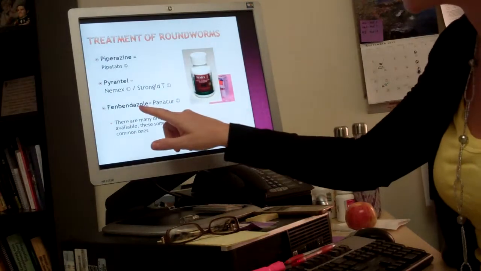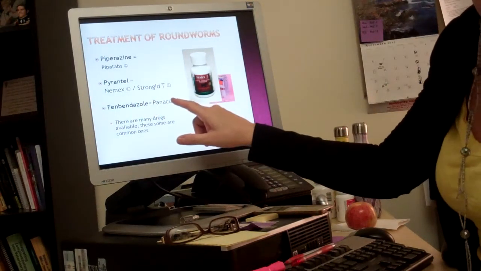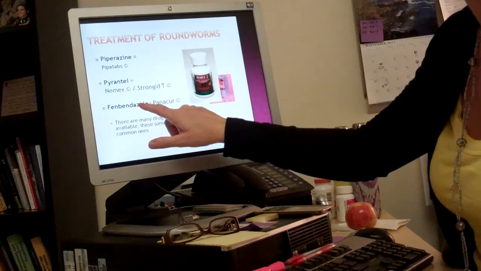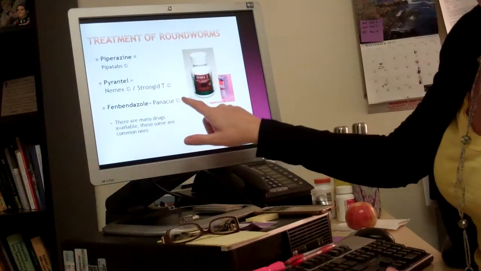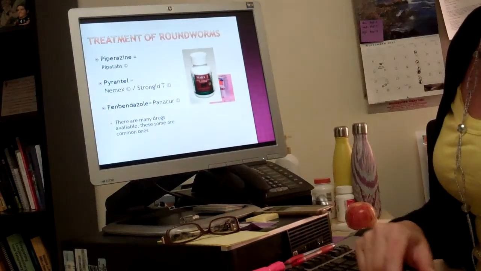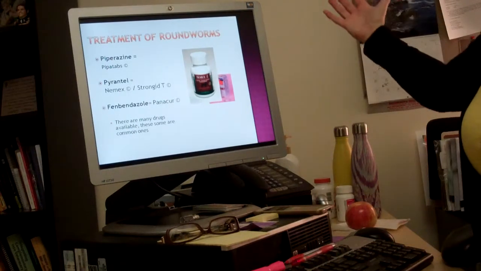We're going to talk about fenbendazole a lot throughout the course of our semester. Fenbendazole is the generic name. The trade name is Panacur. Pan means a lot.